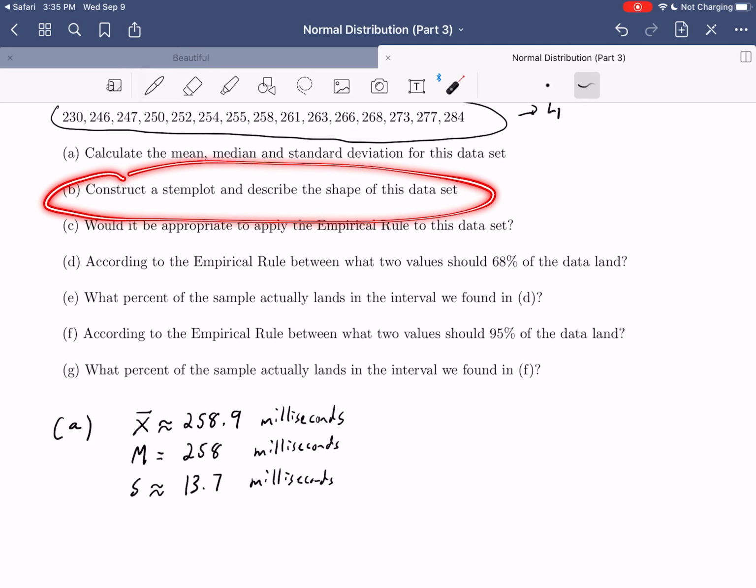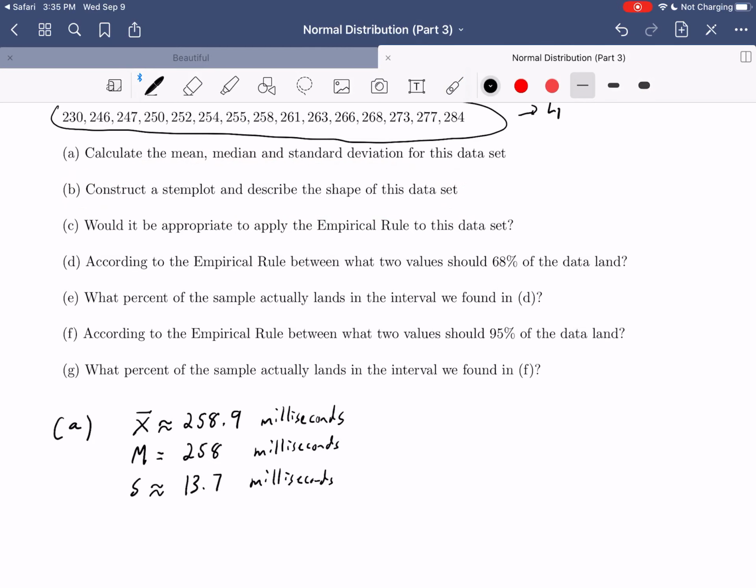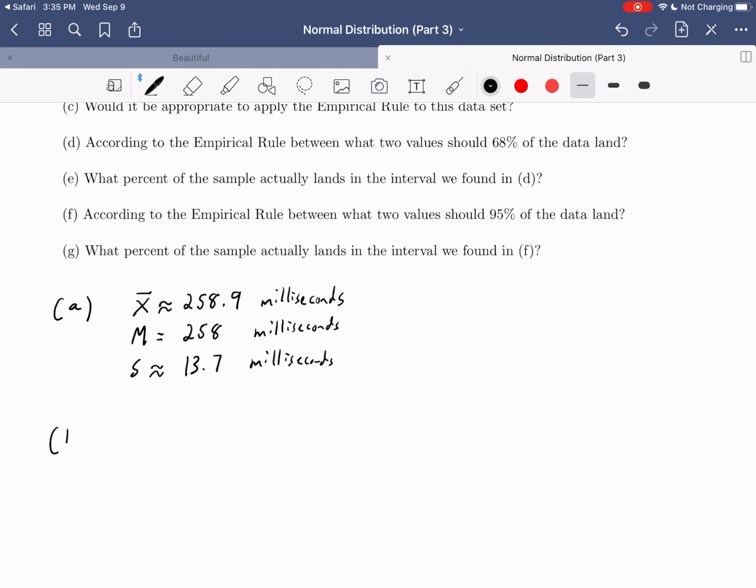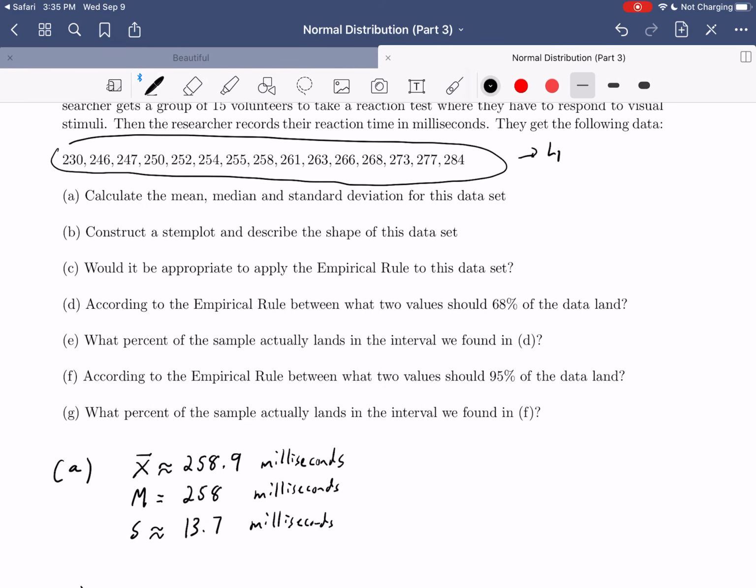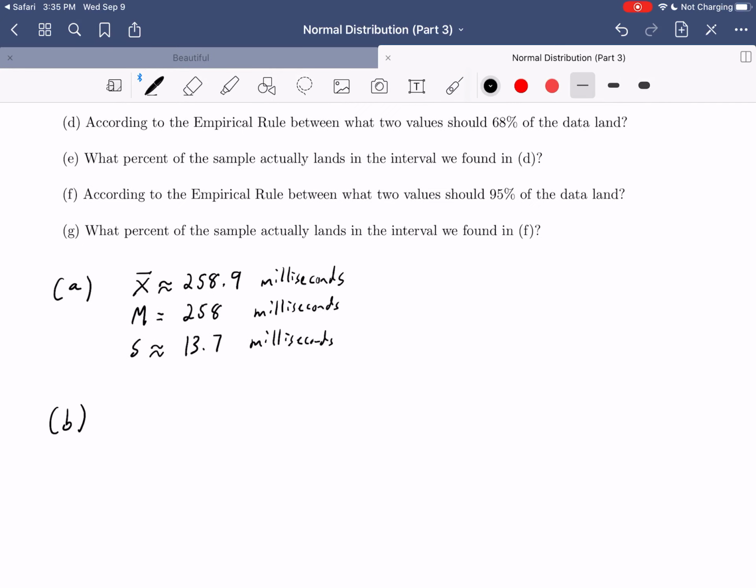So, we need to construct a stem plot and use that to describe the shape of the data. If we look at our data, we have 3-digit numbers here, and the last digit actually does matter, so we'll use the last digit as the leaf, and we'll use the first two as the stem. So it looks like we'll have stems of 23 all the way up to 28. So no need to do a split stem plot here. So we'll have 23, 24, 25, 26, 27, and 28. And we'll go ahead and draw it.